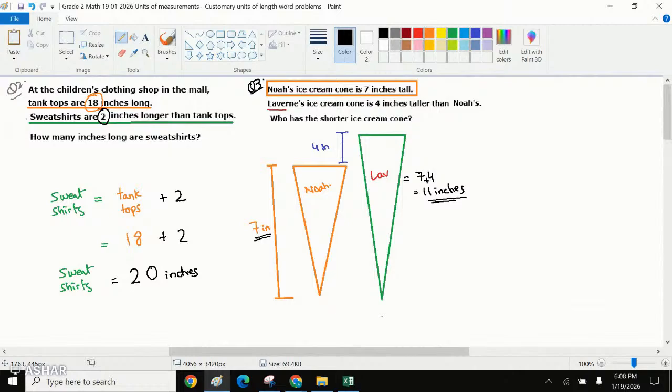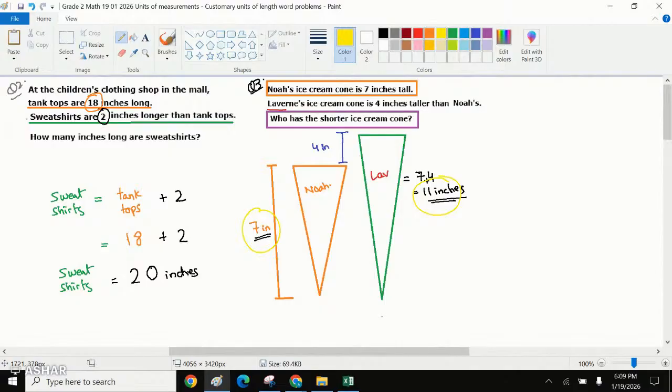In question number 3, they're comparing the height of two ice cream cones, right? If Noah's ice cream cone is 7 inches tall, then Levin's ice cream cone is 4 inches taller. That means 7 plus 4 would be 11 inches, right? And what they're asking us in the question is, who has a shorter ice cream cone? So which height is shorter? Is 11 inches shorter or 7 inches shorter? Yes, thank you.